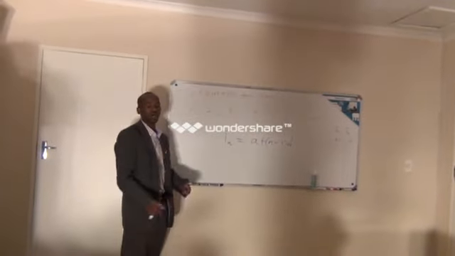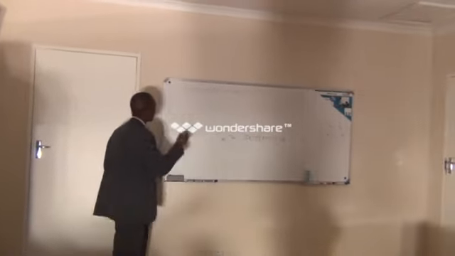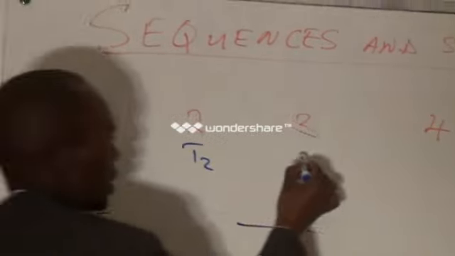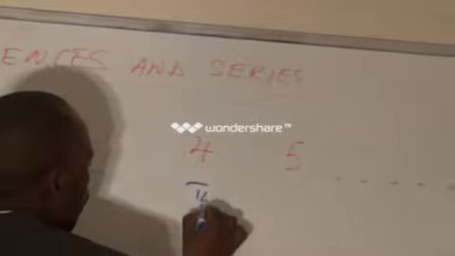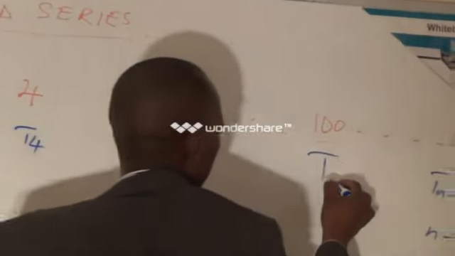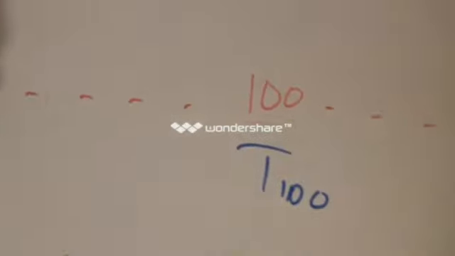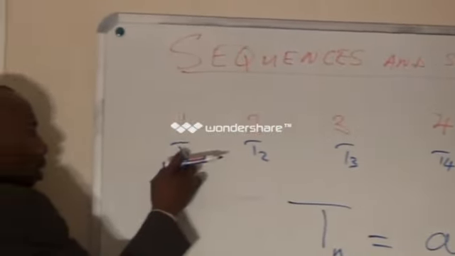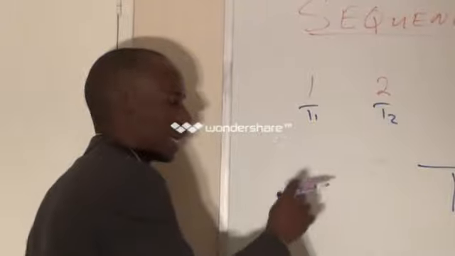Natural numbers, counting numbers. We have agreed this is the first term. This is the second term. This is the third term. This is the fourth term. Fifth. This is the 100th term. Right? If we try to look at it, what term is that? What term number is that?